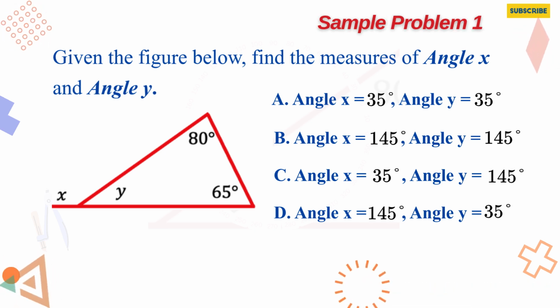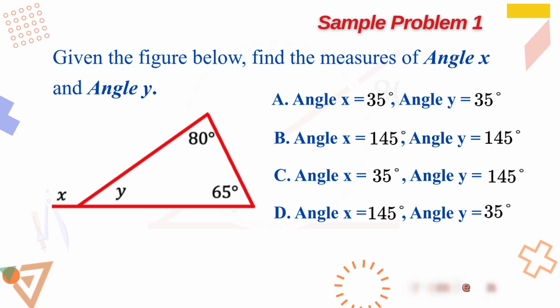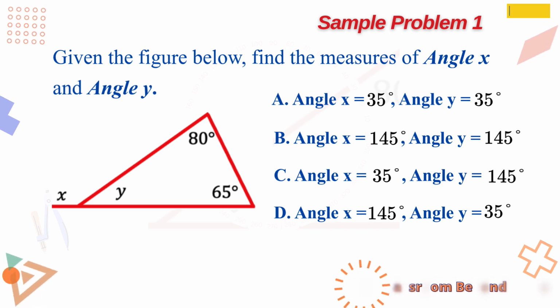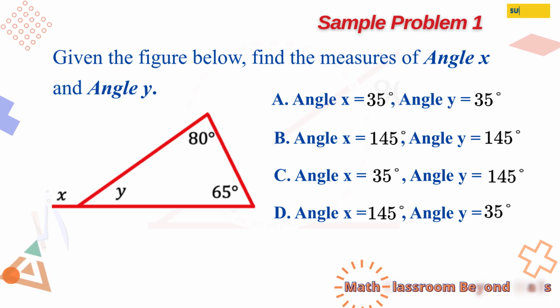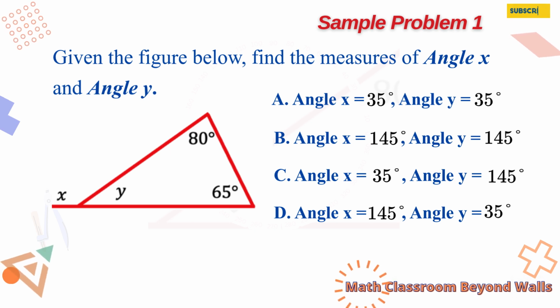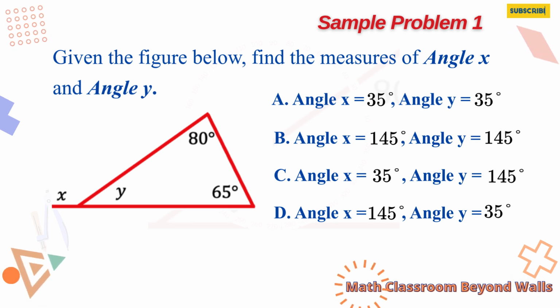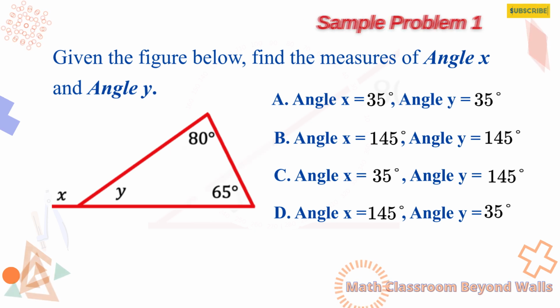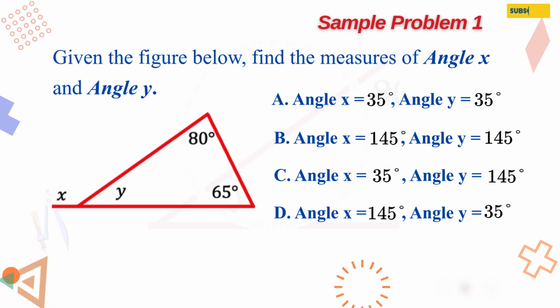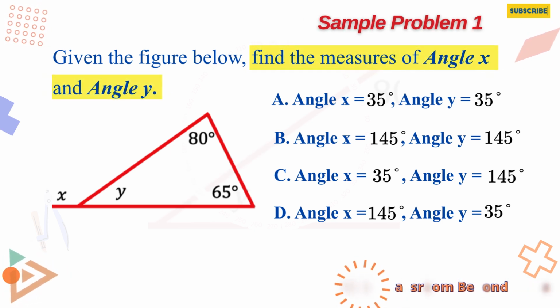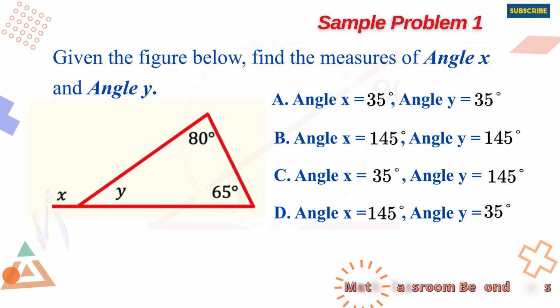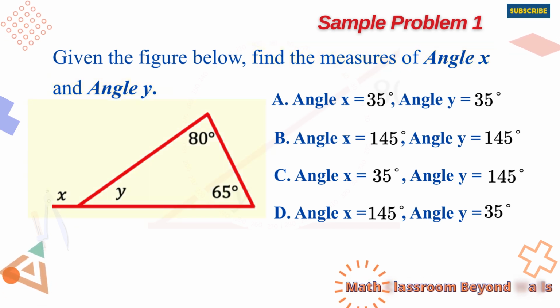As usual, we begin by reading the whole problem and may read it several times when needed to know what we're looking for, to determine what are given, and to figure out how the given information help find what we're looking for. Okay, what are asked in the problem, learners? The word problem is asking us to find the measure of angle X and angle Y. What are given? A figure is given with some angle measures.